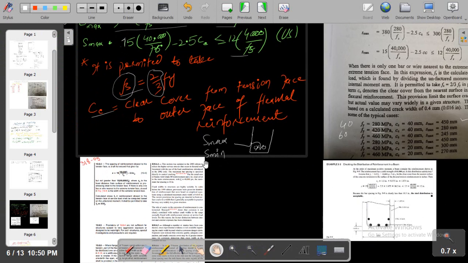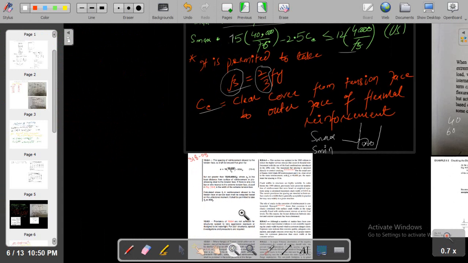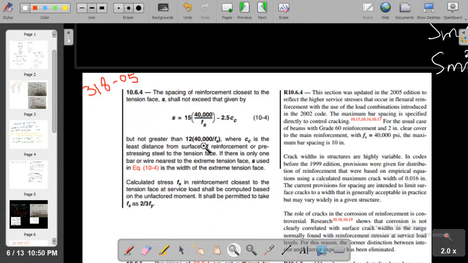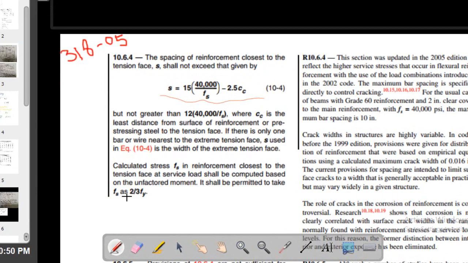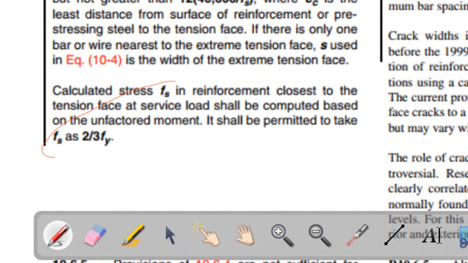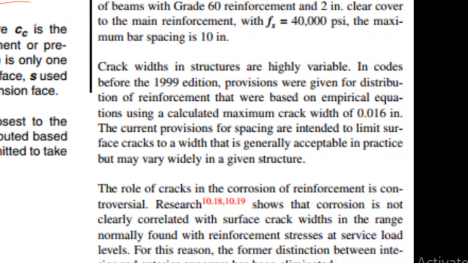Now here you can see the ACI limitations and the ACI code reference in the 2005 code. It is explained here that the spacing of reinforcement closest to the tension face, S, shall not exceed that given by this equation. This is the ACI equation, and it also explains that for simplicity you can choose Fs equals 2/3 of Fy, and here is the comment section where you can understand the details of these sections.